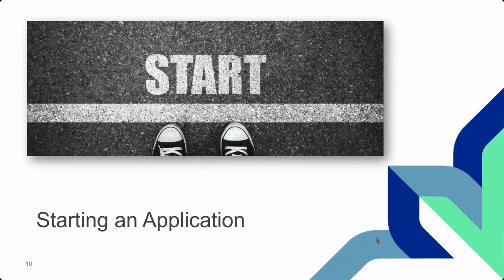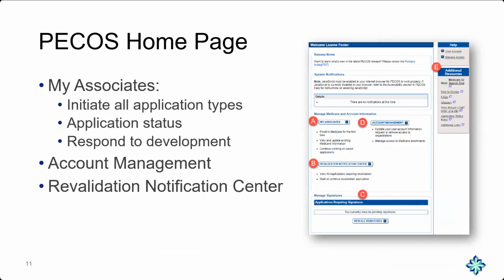So once you are in PECOS, you want to start your application. From there, once you log in, you are going to come to a page that looks like what you see here on the right. This is the My Associates page. This is where you get started. You have the My Associates button, you have account management, and you have the revalidation notification center. We're going to talk about the revalidation notification center a little bit later, but it is there, and this is basically your home page.